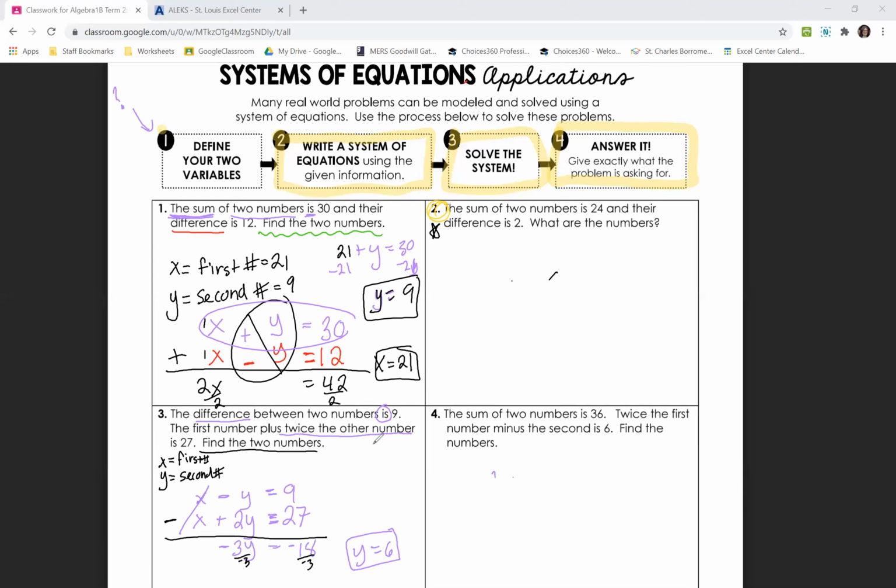You just need to plug this into either equation. I'm just going to plug it into the first one. So instead of x minus y, I put x minus 6, add 6 to both sides, x equals 15. So my first number is 15 and my second number is 6. Now I'm going to leave number 4 for you guys. I'm going to stop this video and then do a few more on the other pages as well.